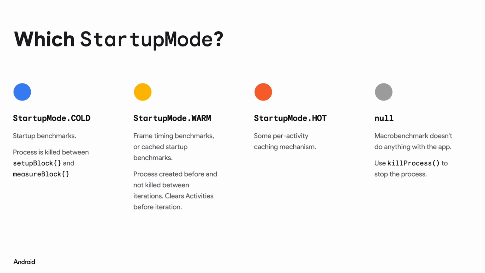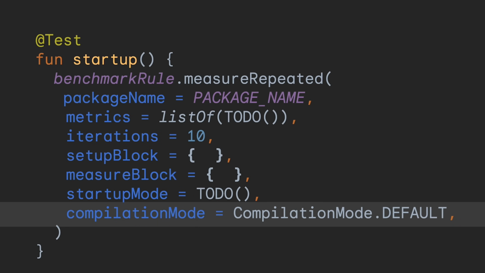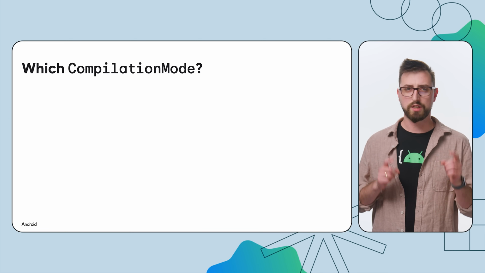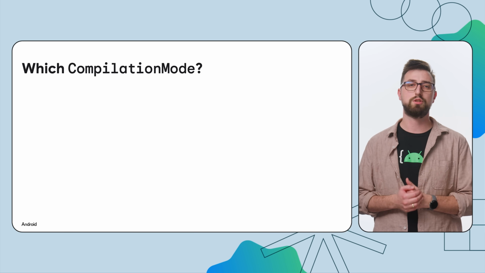You can also pass null as the startup mode parameter. In this case, Macrobenchmark doesn't do anything with your process and you need to handle it yourself, for example, using the kill process helper function. There's also an optional compilation mode parameter. Same question, let's explain when to use which compilation mode.